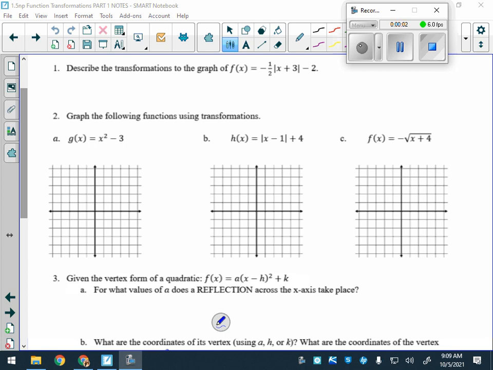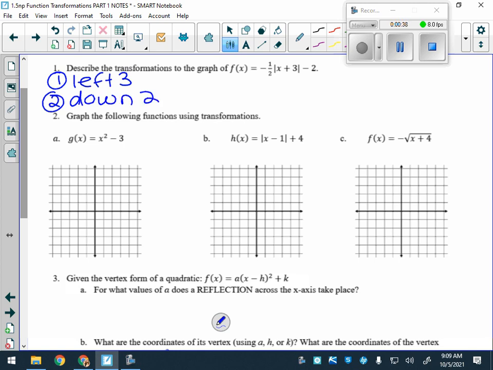Describe the transformations. So one transformation, what's happening, Brian? Just one transformation. So which one? Okay. Be careful, because if you have x plus 3, opposite. So it's left 3. Okay? Ethan, what's another transformation? Down 2. Good. Okay. Another transformation.